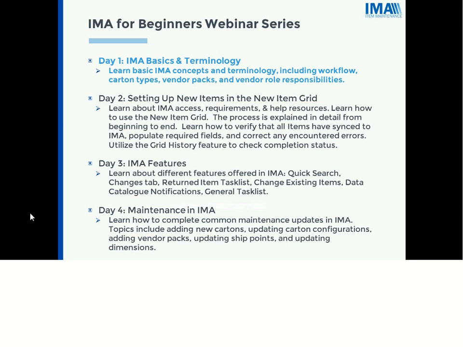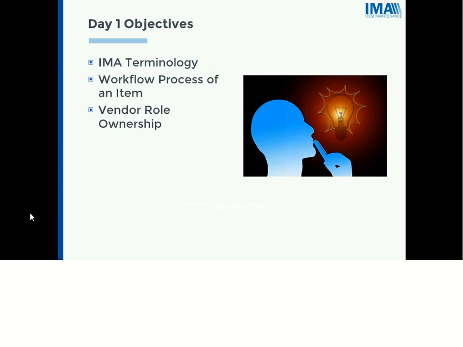So today we're covering day 1, which is IMA Basics and Terminology. Tomorrow we're going to be going over setting up new items in the new item grid. On Wednesday we're going to be talking about some IMA features, including the Quick Search, Changes tab, some of your different task lists that you may be working with. And on day 4, we're going to cover maintenance in IMA, just some common maintenance updates that you might have to do within your role. Today, we are going to cover IMA terminology, the workflow process of an item, and vendor role ownership.